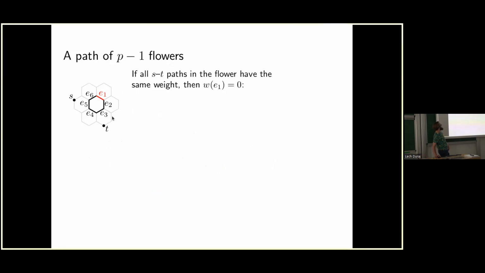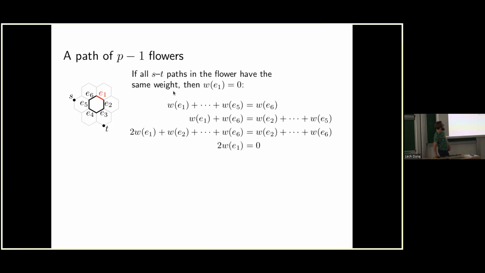So consider one such flower and a vertex S where we enter it and the vertex T where we quit it. So if all paths in the flower from S to T have the same weight, so that on any path from S to T, the sum of weights of the edges modulo P is the same, then we claim that E1 is equal to 0. This will actually mean that all of the edges are equal to 0, but we will just prove it for E1, and it will imply that all of them are 0. By contraposition, this will mean that we will have at least two different weights on paths from S to T.